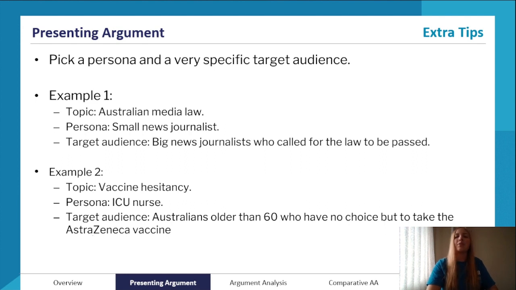You can choose to pick a persona and a very specific target audience. So you might choose not to just be yourself as a student with your target audience being all these other students. You can make it interesting by adopting the language and really relaying a persona that you have picked. For example, if you chose as a topic Australian media law, you may have chosen to adopt the persona of a small news journalist targeting big news journalists who called for the law to be passed.